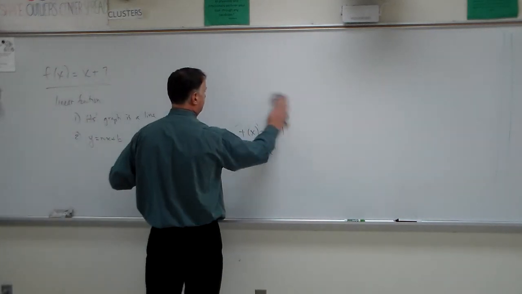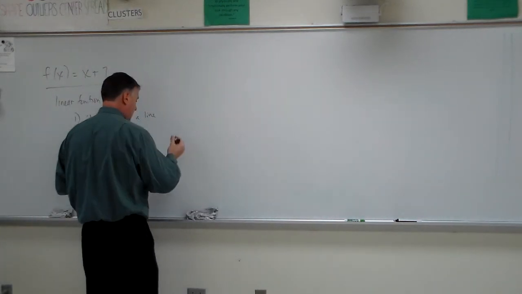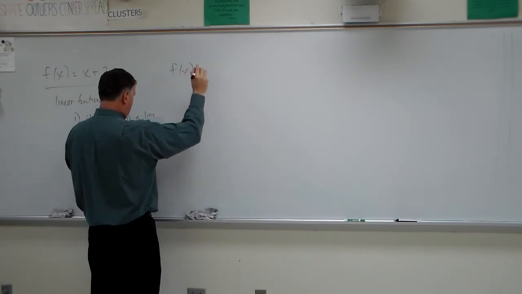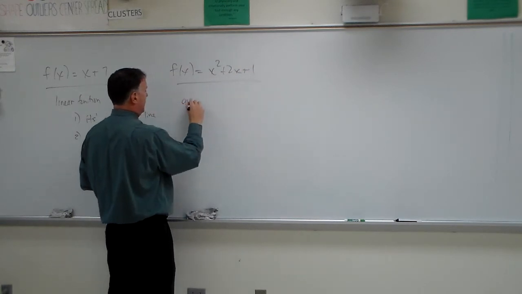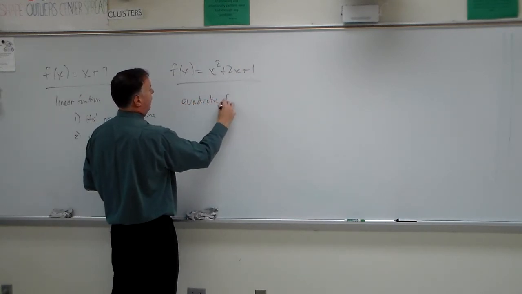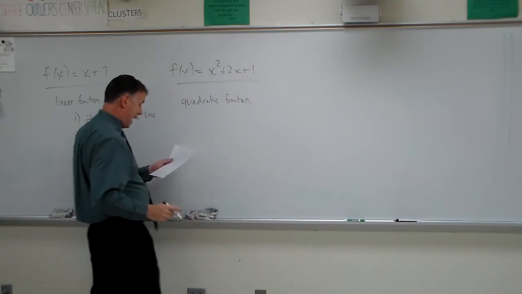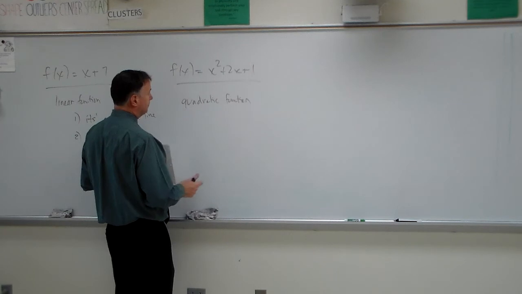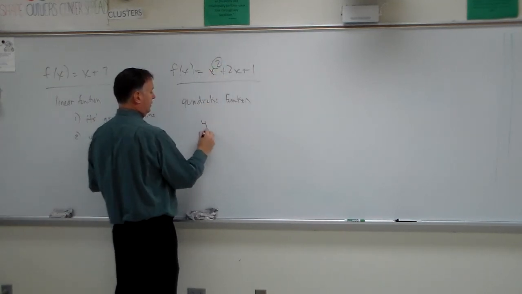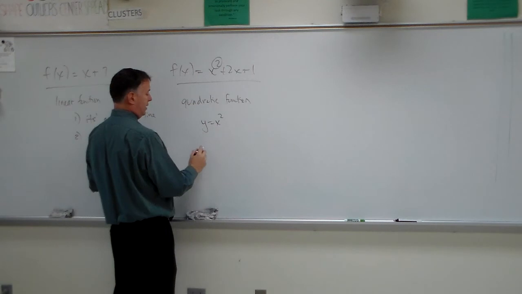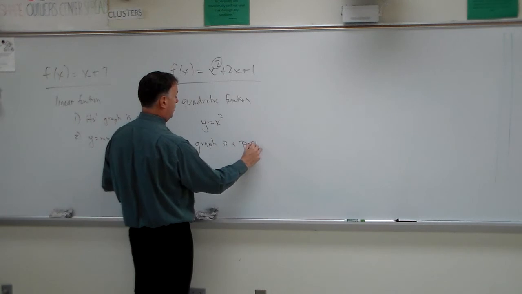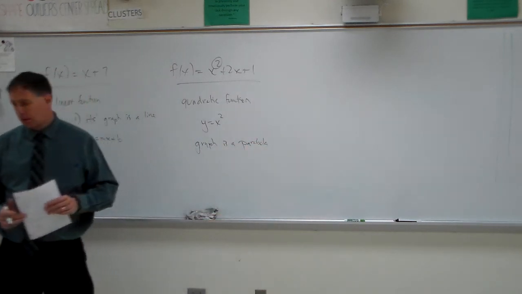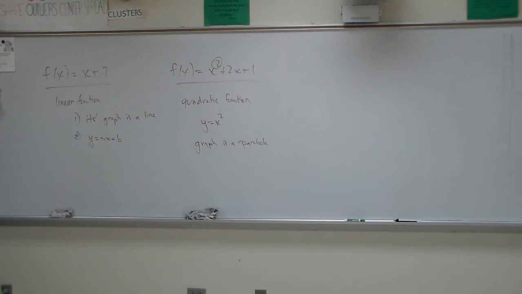Now if I had a little bit of this and a little bit of that, f of x equals x squared plus 2x plus 1, this is a quadratic function. What makes it quadratic is right there, the x squared. It fits that pattern. Its graph is a parabola. So that covers a lot of the notes in this section.